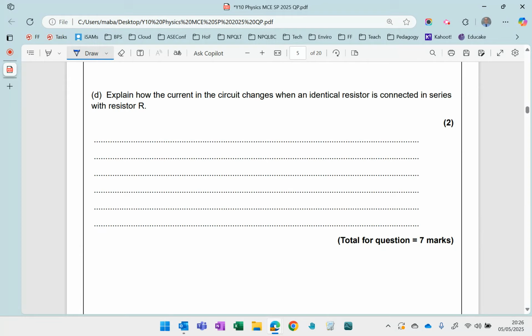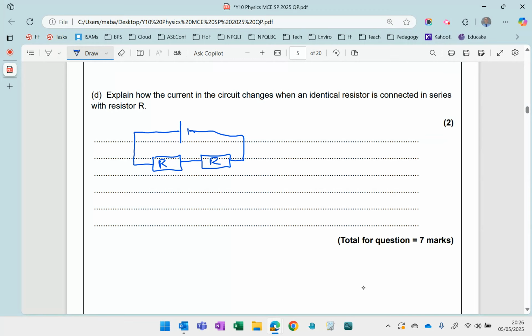Explain how the current in the circuit changes when an identical resistor is connected in series. Okay, so I'm just going to draw that out so that we can be absolutely clear about what we're talking about. So we've got a resistor there with resistance R, and we're talking about putting another resistor in series with it.